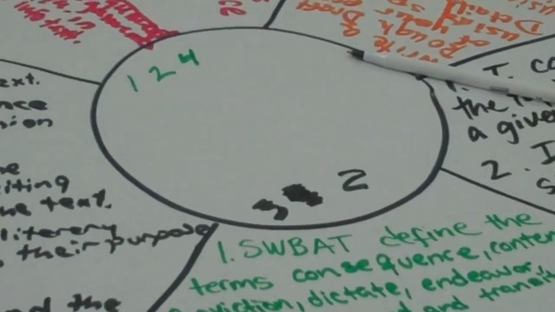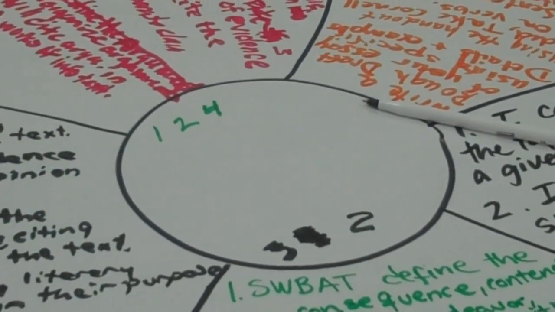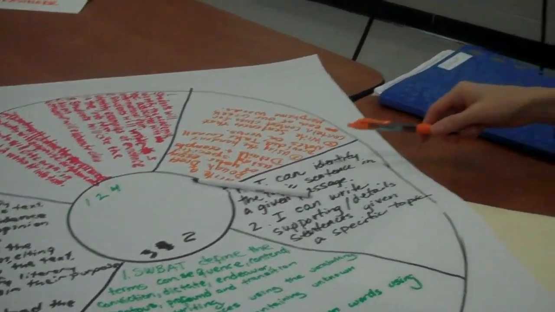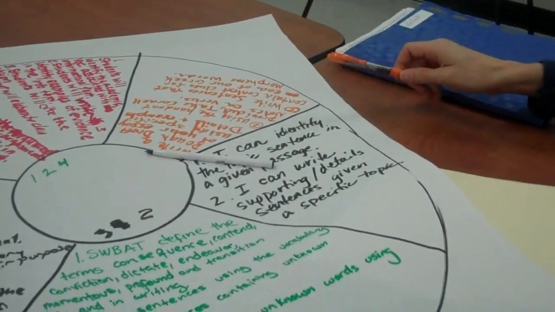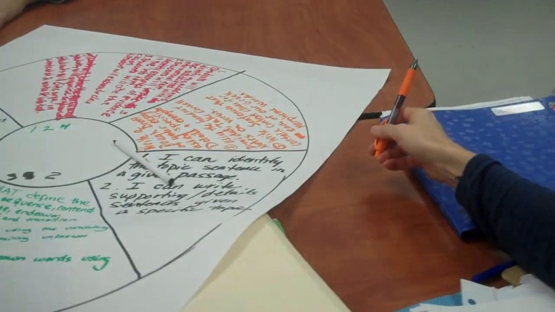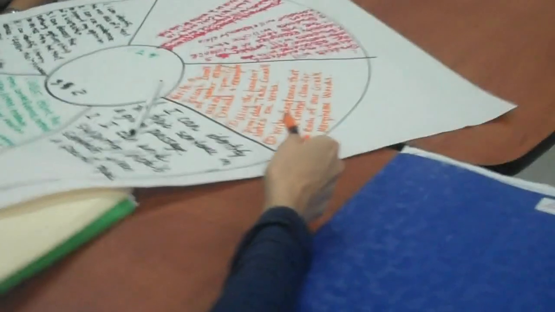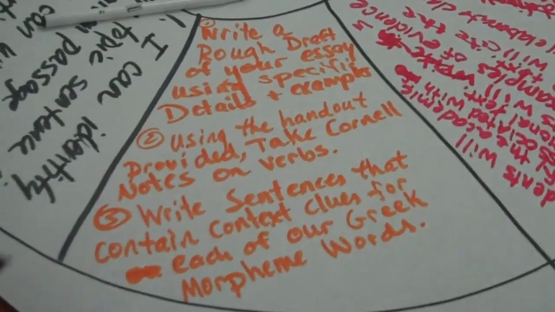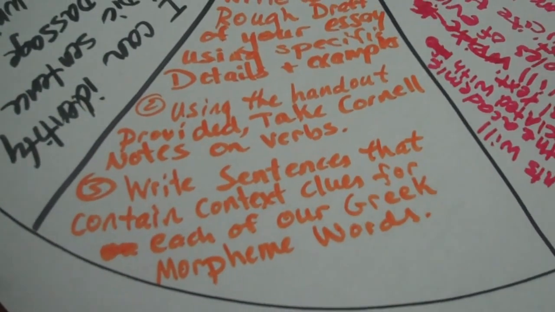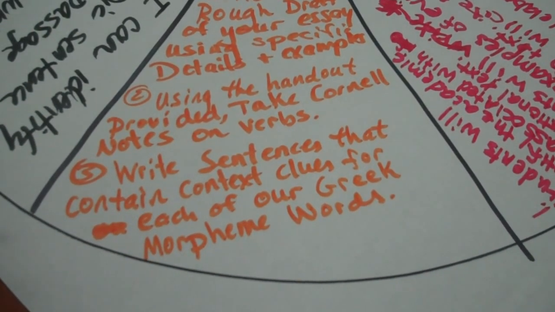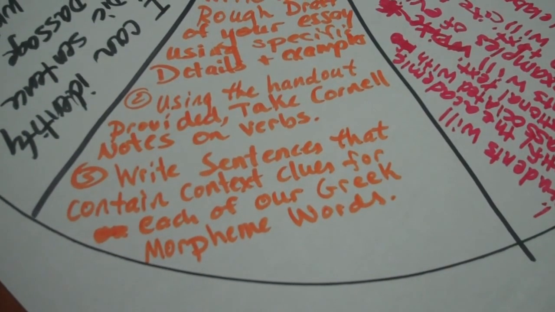Okay, so this is going on the website. Not done yet. Did you put yours on? Mine was going to be, so I said write a rough draft of your essay using specific details and examples. Using the handout provided, take Cornell notes. Now take, I didn't say write. I believe that's understood. It's written. And then write sentences that contain context clues for each of the different ones.